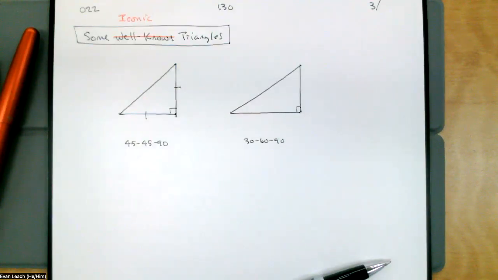Let's talk about some ratios in some iconic triangles. This book refers to the isosceles right triangle as the 45, 45, 90 triangle. The other iconic one is half of an equilateral triangle, which is a 30, 60, 90 triangle.